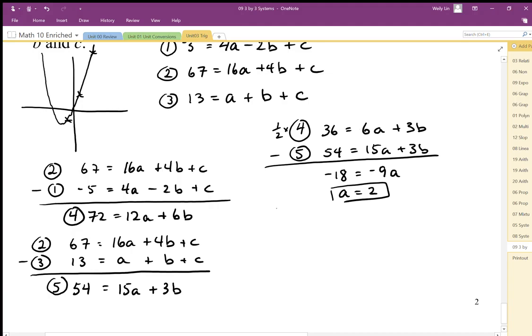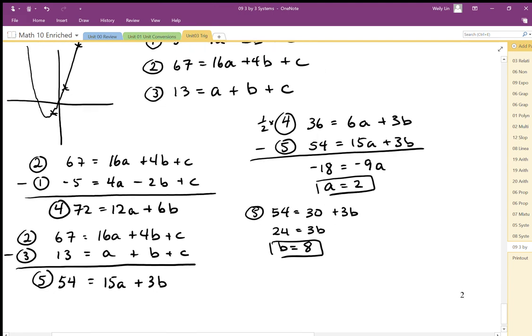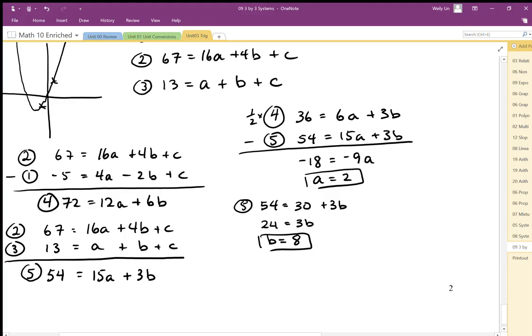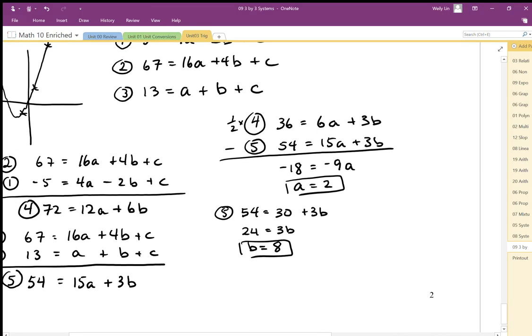Substituting back into one of these equations, maybe I'll substitute into equation 4. Let's do equation 5. I have 54 is equal to 15 times 2, which is 30, plus 3b. So 24 is equal to 3b. Looks like b is equal to 8. So my a coefficient is equal to 2, my b coefficient is equal to 8. I need to solve for the third one.